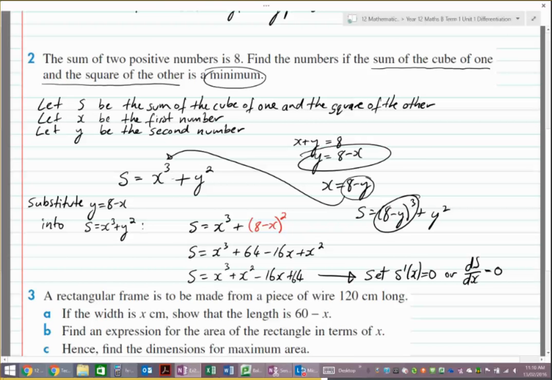Okay, so just think when you're rearranging this information for one variable to substitute it in, think what will be the easiest substitution, and that should guide you.